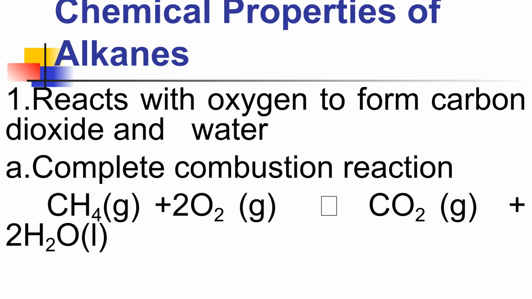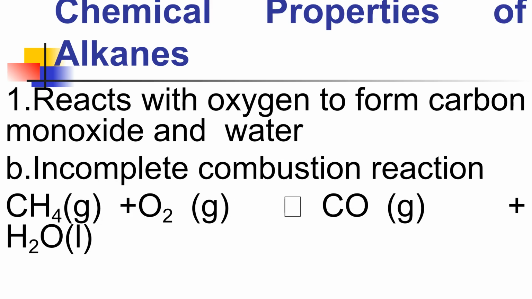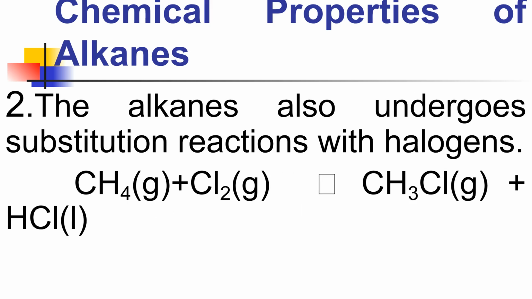Alkanes react with oxygen. Complete combustion forms carbon dioxide and water, as shown with methane reacting with oxygen. Incomplete combustion of alkanes forms carbon monoxide and water, as shown in this reaction with methane and oxygen. This is another example of incomplete combustion of methane forming carbon monoxide and water. Alkanes also undergo substitution reactions with halogens, such as the reaction between methane and chlorine.